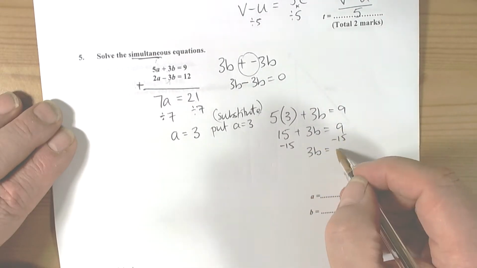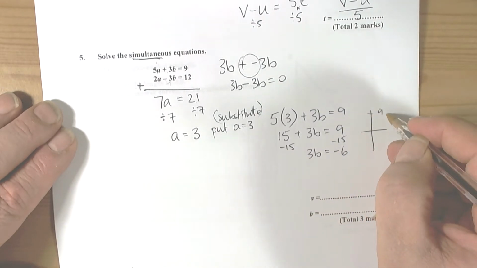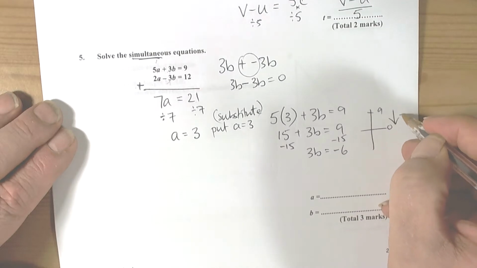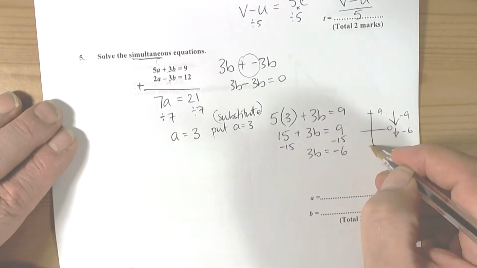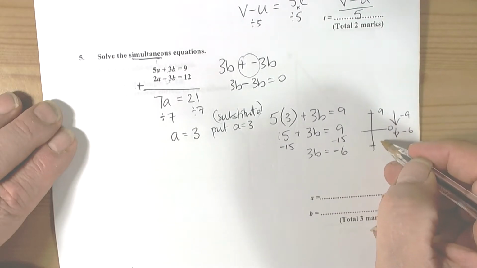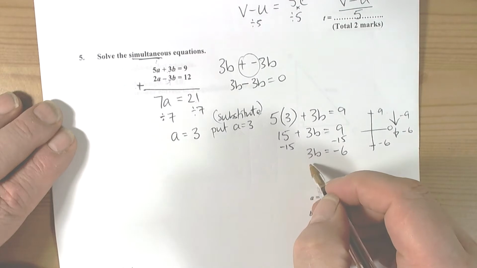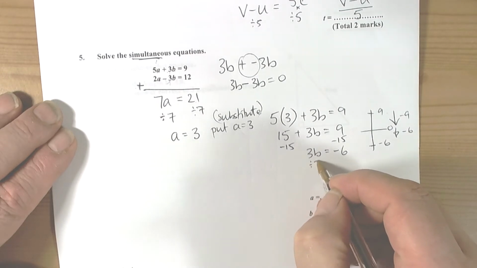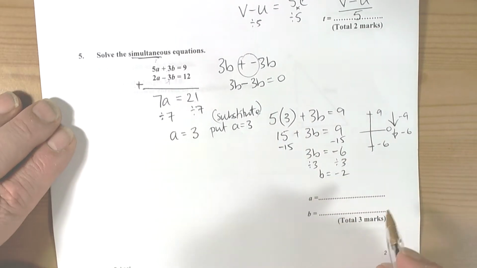So 9 take away 15 is negative 6. Just remember what we're doing here, guys. 9, 0. If we take away 9, we've got to 0, but then we'll have to carry on taking away 6 more until we get to do the take away 15. So we'll end up at negative 6. We know what 3b's are worth, so we want one of them, so we divide by 3, and we find that b is worth negative 2.